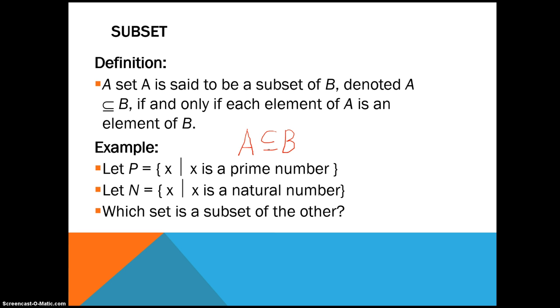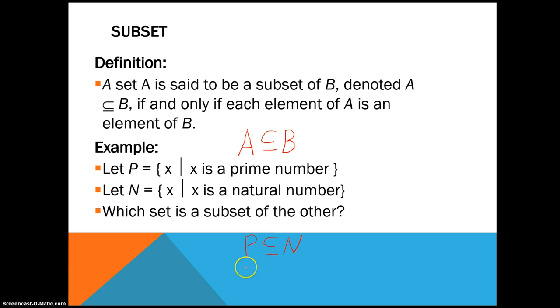So let's look at an example of that. P would be the set of x such that x is a prime number, and x is in the set of natural numbers. So P would be a subset of N. P is a subset of N because every prime number is also a natural number.